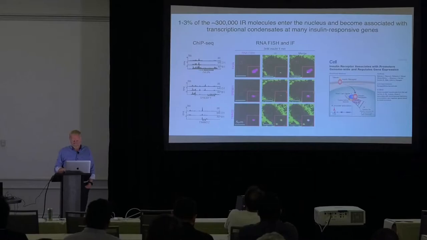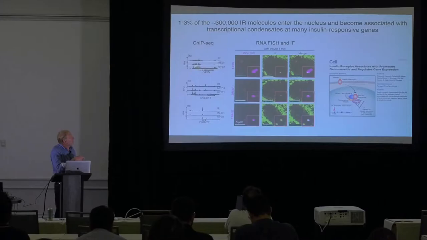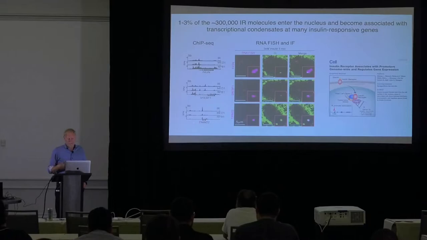I just want to show you some direct evidence for this last statement, because if you're reviewer number one, you really don't like this idea that this receptor tyrosine kinase gets into the nucleus. Well, ChIP-seq data says the insulin receptor gets there with mediator and with the large subunit of RNA polymerase II at every gene that we've examined. And if we don't use ChIP-seq, but rather use a mix of RNA FISH and immunofluorescence, it looks like to us that at these insulin responsive genes, the insulin receptor co-occupies in a condensate those loci. So about 3 to 10,000 IR molecules enter the nucleus, and they become associated with several hundred genes that are insulin responsive. QED, reviewer one.